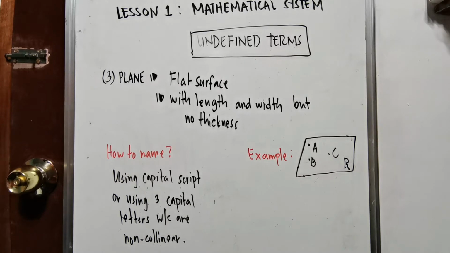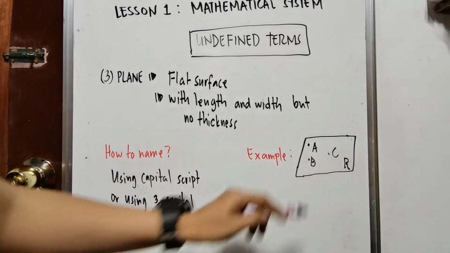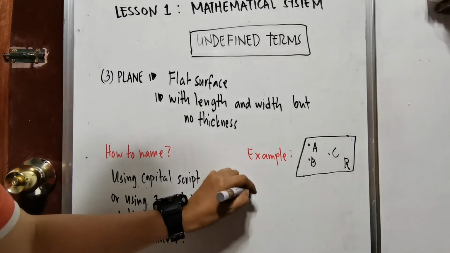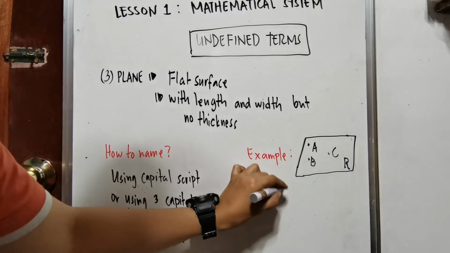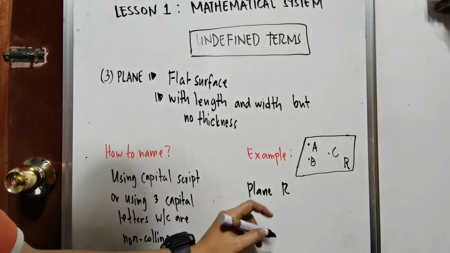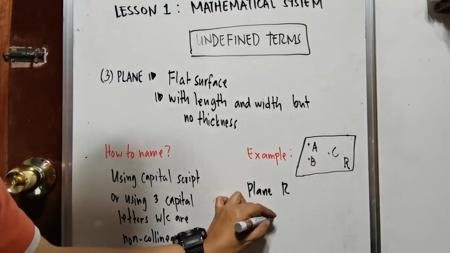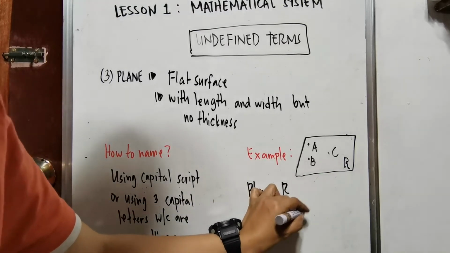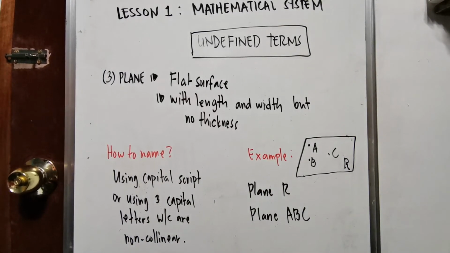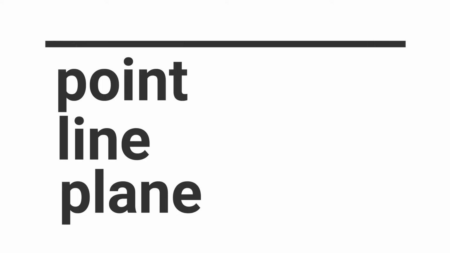So let's have an example. Let's say we have this figure. We can name that plane in 2 ways. First, we can call this plane R. So this is the capital script. Or we can name this as plane ABC. So what are the 3 examples of undefined terms? We have point, line, and plane.